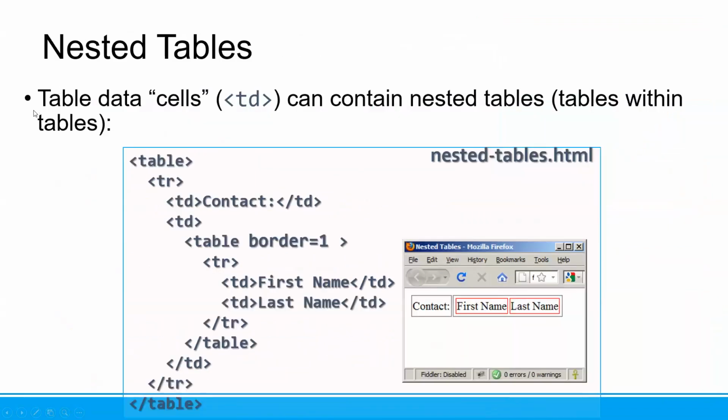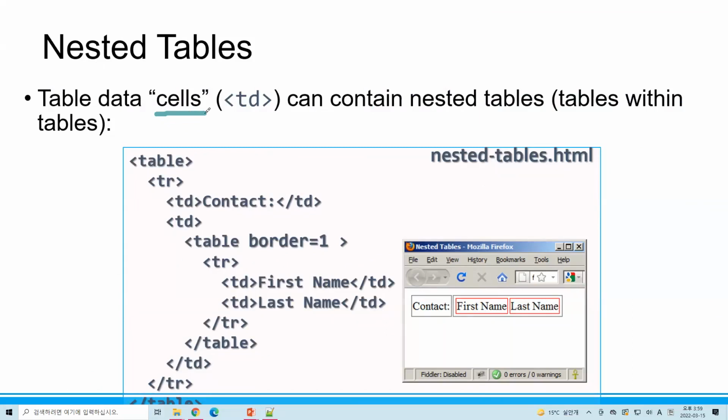With regard to programming languages, in any programming language we can define nesting. So there can be nested conditions or nested loops. In tables, there is also a nested table. So the table data, or we call it a cell, can contain nested tables. It means tables within tables. So there is a table inside a table.